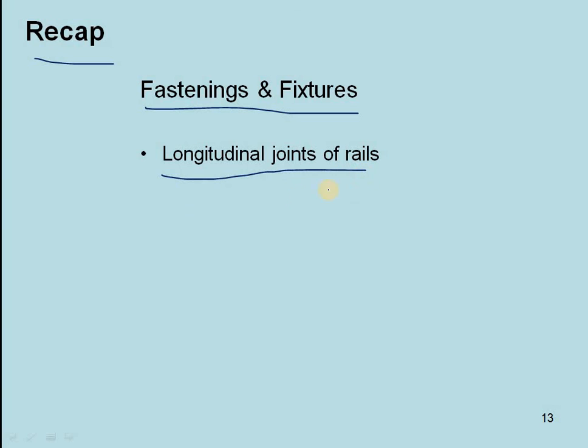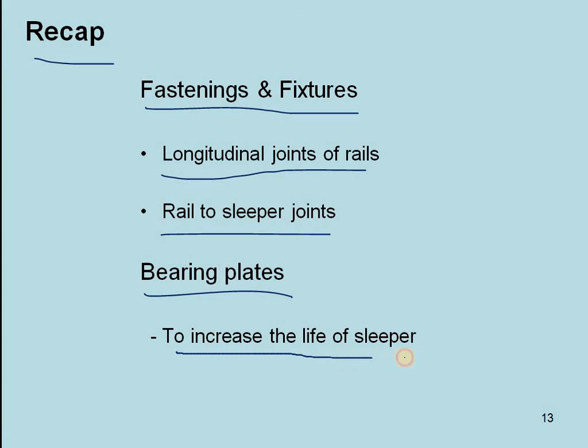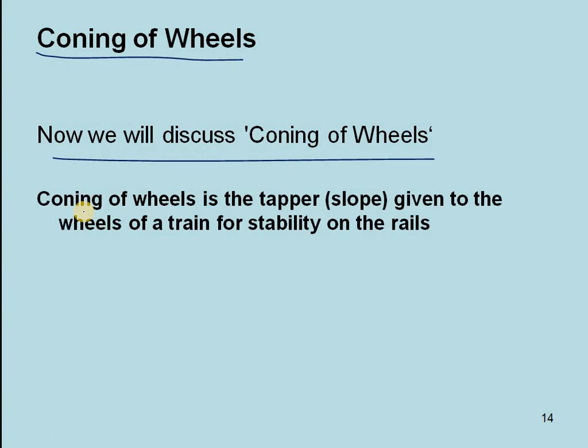So to recap: fastenings and fixtures are for the longitudinal chains of rails and rail to sleeper joints, and bearing plates are to increase the life of the sleeper. These are the conditions for providing fastenings, fixtures and bearing plates. The next topic is very important: coning of wheels. Now we will discuss coning of wheels.